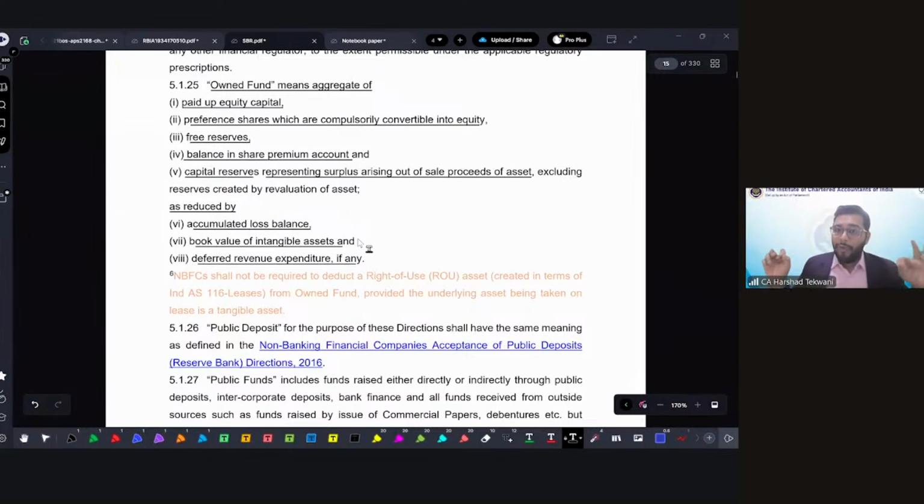Remember the amount we were talking about? That is explained in much more detail. In the Act, we only had paid up equity capital and preference shares. But now they have clarified that preference shares which are compulsorily convertible into equity count as well. So this is additional. Balance in share premium counts as a free reserve. Capital reserve counts as a free reserve, excluding reserves created by revaluation of assets. If that is the case, do not count it. Otherwise, these are the additional ones compared to the Act.